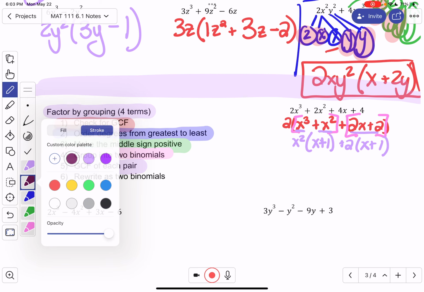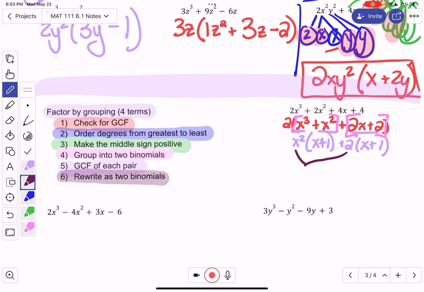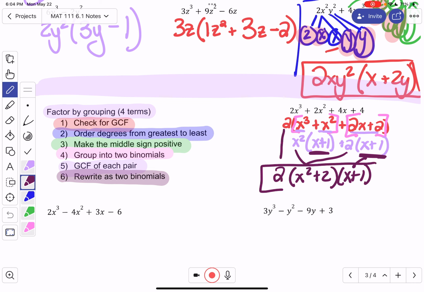Now, we're going to rewrite as two binomials. So the first binomial are the terms I pulled out, the x squared and the 2. Then notice these are the same. So that's going to become our second binomial. Bring down our greatest factor. And now we have factored that out. If I were to multiply this out, I would end up with the original polynomial. That's a way to check it if you want, but those are the steps.